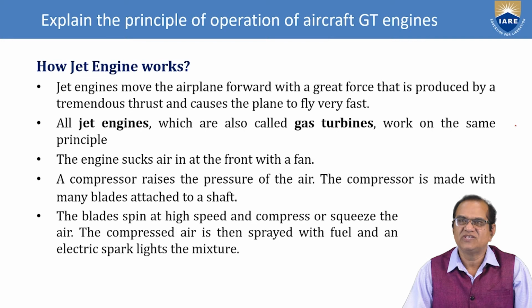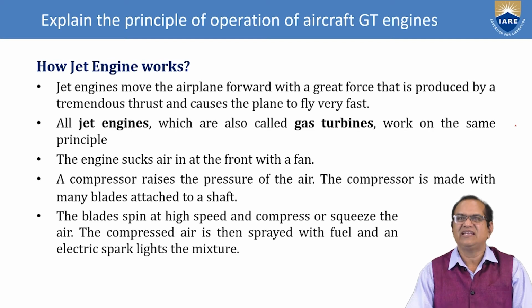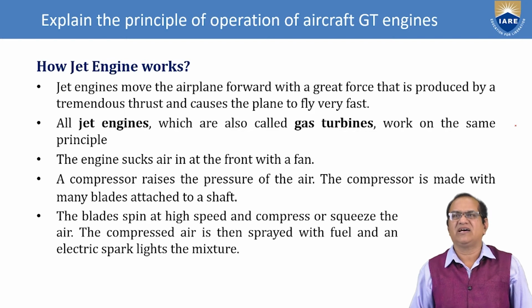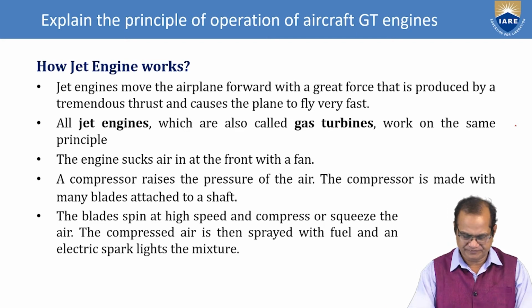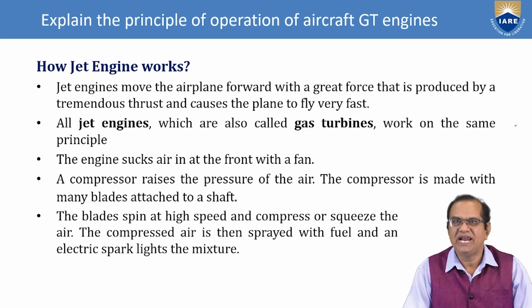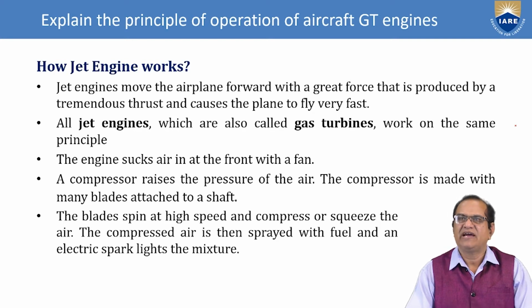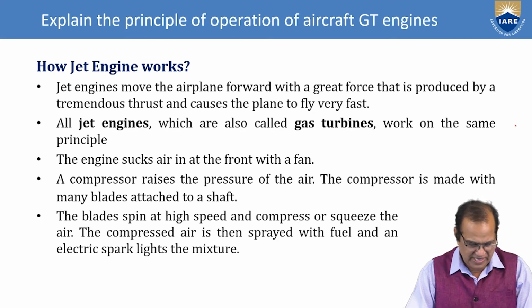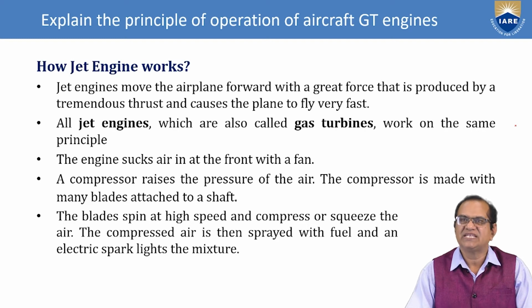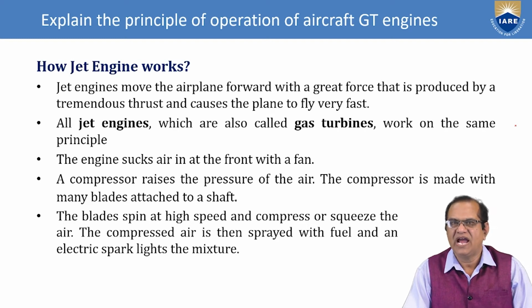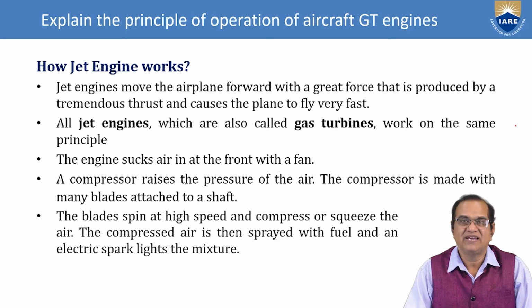All jet engines, which are also called gas turbines, work on the same principle. The engine sucks air in at the front with a fan. A compressor raises the pressure of the air. The compressor is made with many blades attached to the shaft. The blades spin at high speed and compress or squeeze the air. The compressed air is then sprayed with fuel and an electric spark lights the mixture.